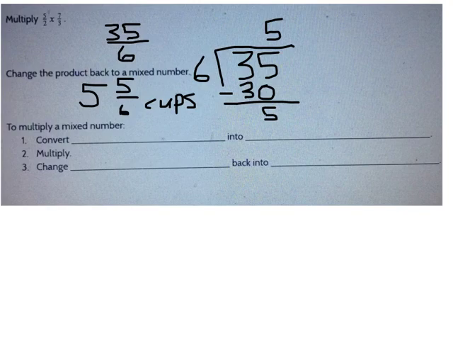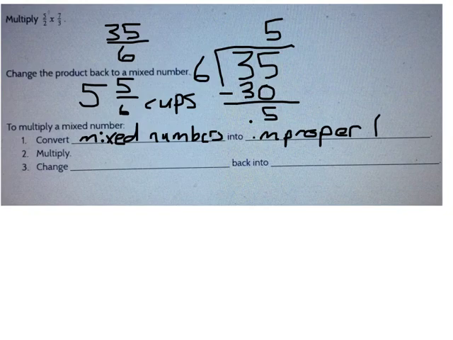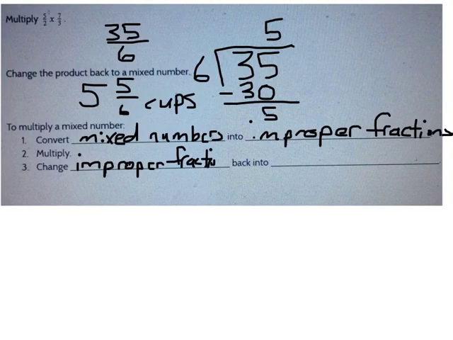Remember, when we multiply mixed numbers, we're going to take 3 steps. First, convert mixed numbers into improper fractions. Then multiply with your new improper fractions. After that, change any improper fractions back into mixed numbers.